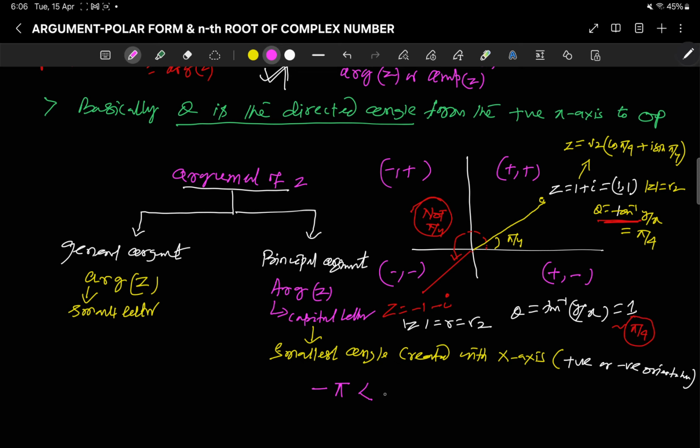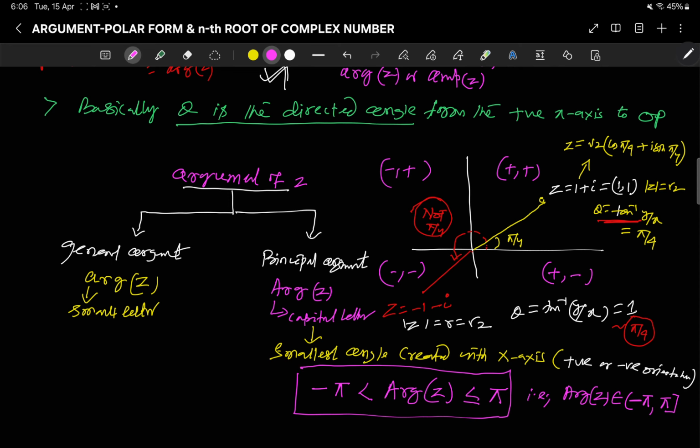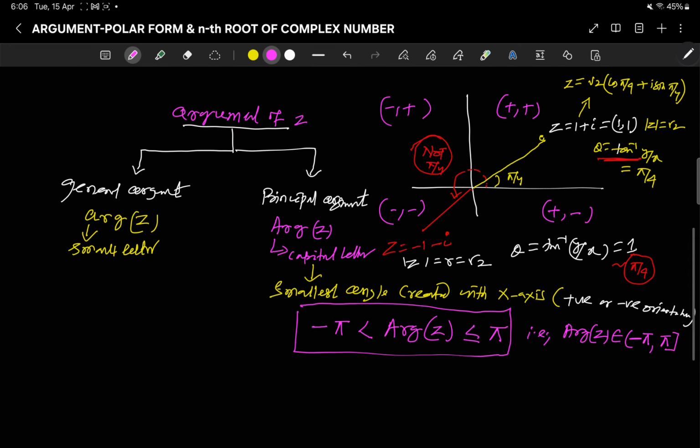Minus pi is less than the principal argument of z, which is less than or equal to pi. That means the principal argument of z lies in the open interval at minus pi, which cannot be included, but the closed interval at pi. This is most important.